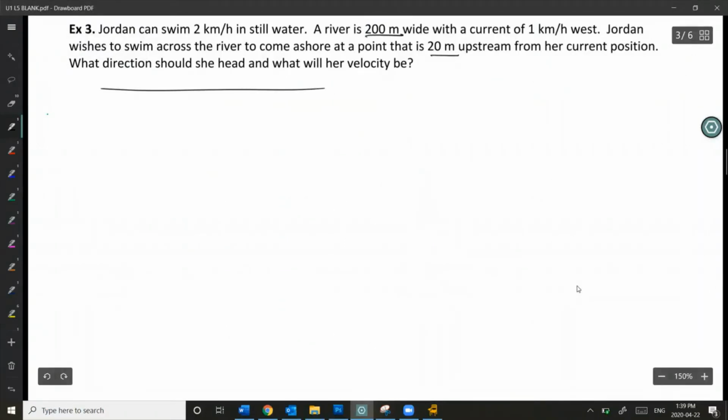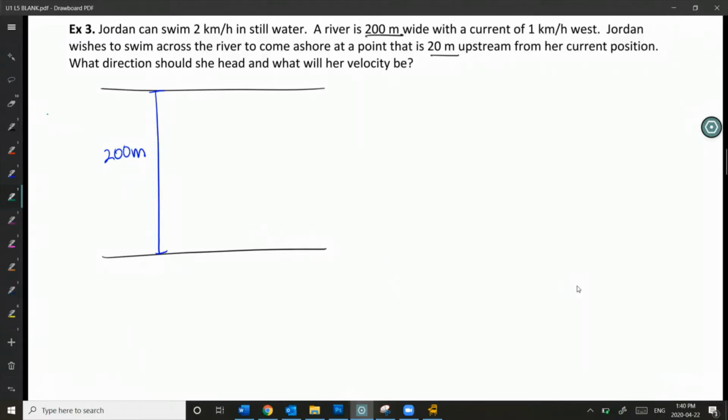If I have a river, I know that that river is 200 meters wide. And it also tells me that Jordan wants to end up at a point 20 meters upstream from her current position. So I do need to consider the current in order to find the upstream location. So if the current is going west, that means that upstream is actually going to be against the current. So she's going to want to end up at a point somewhere up here. I'm going to call that E for end. And that means that this distance is actually going to be the upstream distance.